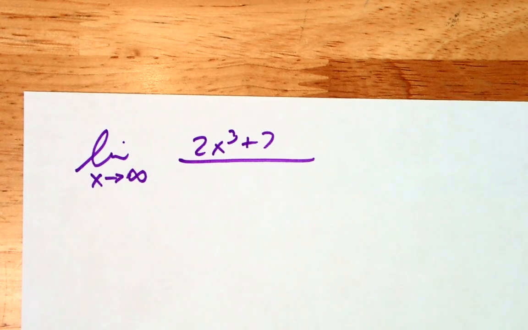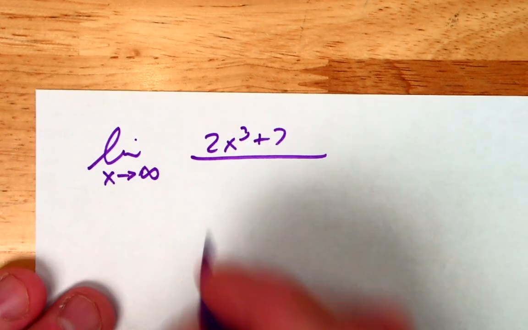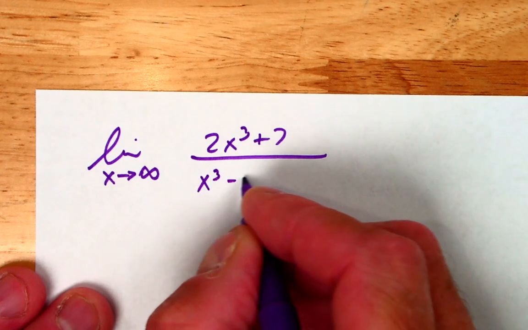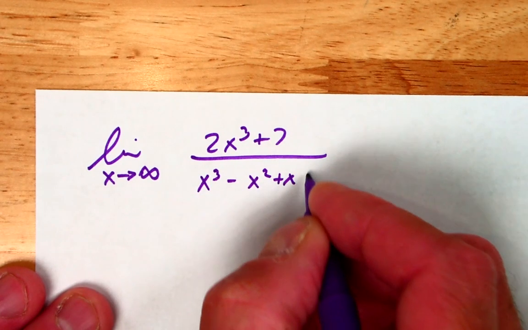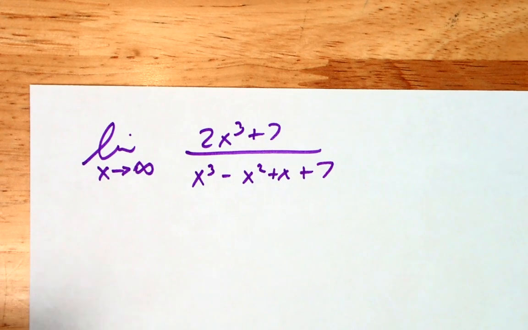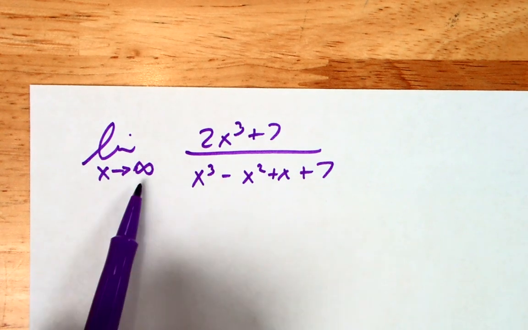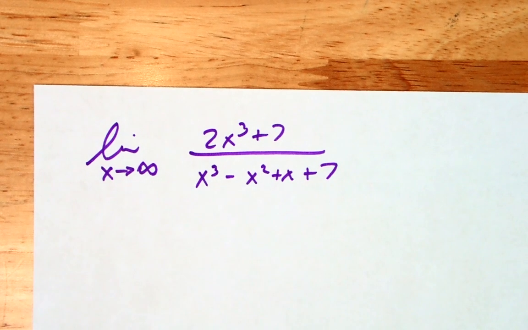Okay, so I get the limit as x approaches infinity of 2x to the third plus 7 over x to the third minus x squared plus x plus 7. There's a very simple, straightforward rule on how to deal with these. First of all, you need to notice that now we don't have a number to plug in. We're looking at infinity instead of 0. So that's an important designation.